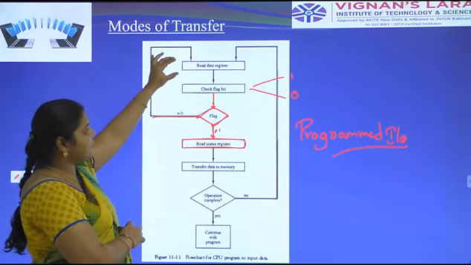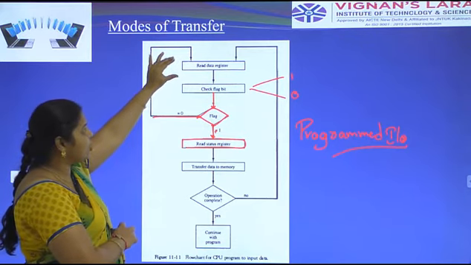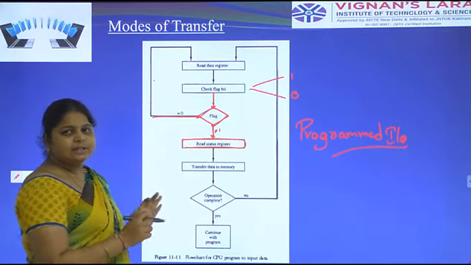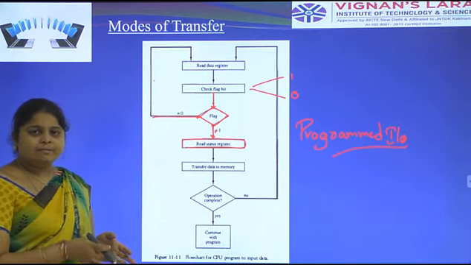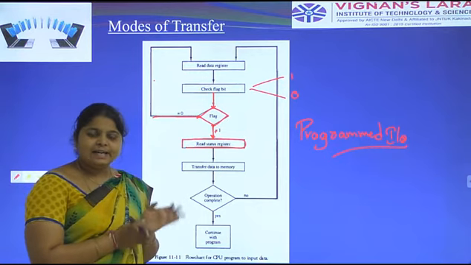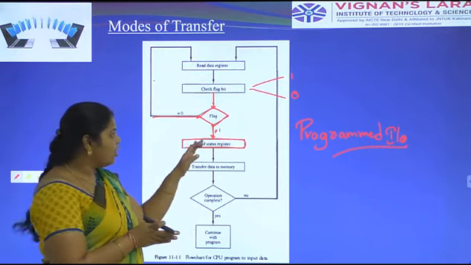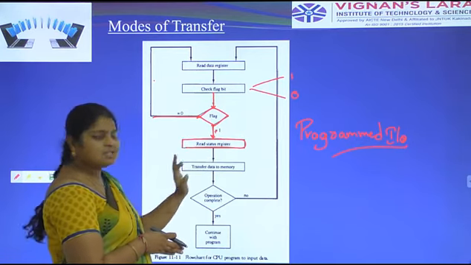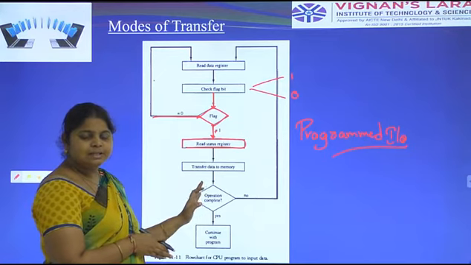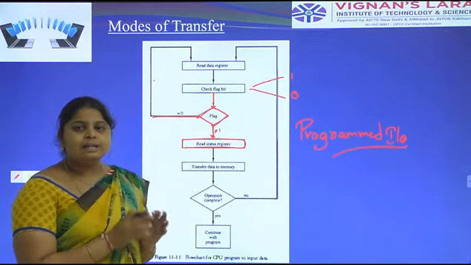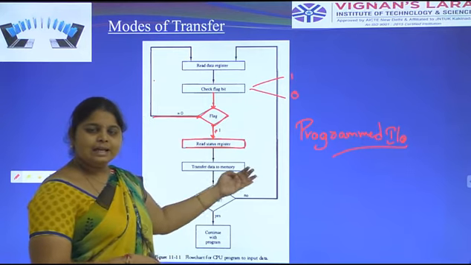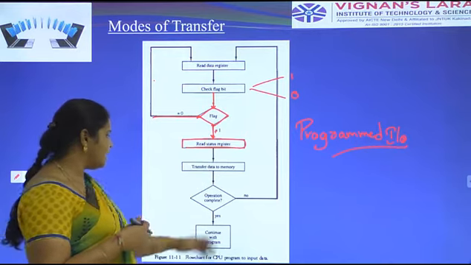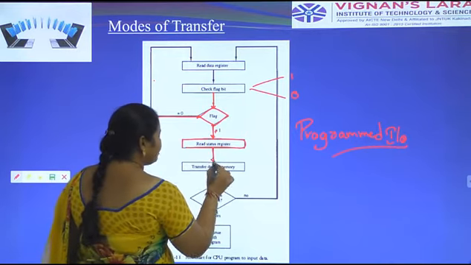Okay, here first read the data register. Some content or information is stored in the data register, and then check the flag bit. The flag bit is either 0 or 1. It is identified with the help of the flag bit. If the flag bit is 1, read the status register. Read the status register means checking whether the data is available in the data register or not, and then it performs with the help of the status register.